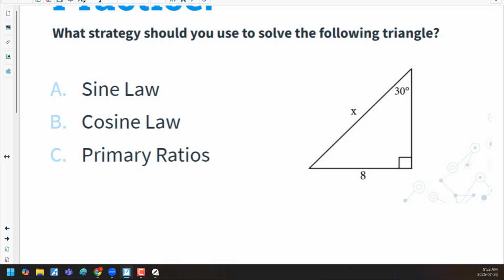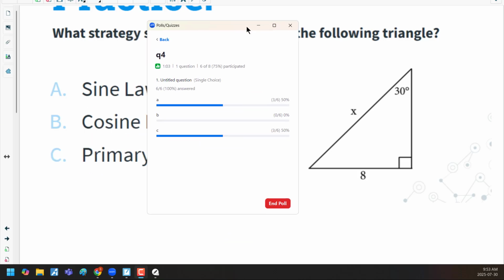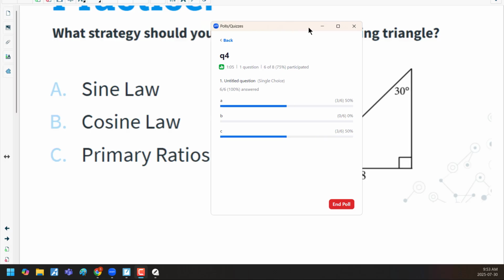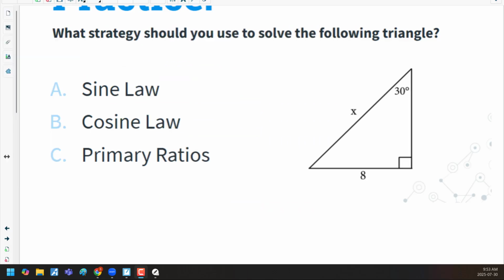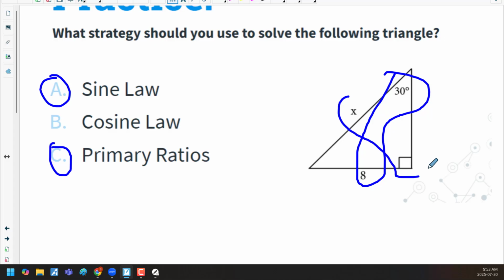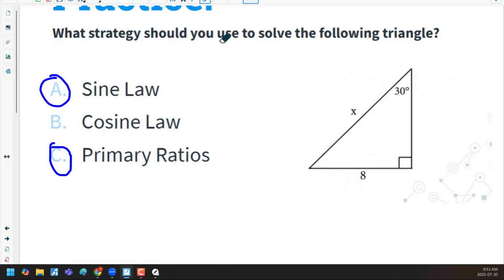All right, what about this one? I'm not going to do the poll for this one. Or fine, I will. Give me a second. So here's your results. Half of you said A, half of you said C. Very interesting. Because, technically speaking, you're both right. You could technically use the sine law to figure this one out, because you have the opposite pairs here. But remember, this is a right angle triangle. You can also use the primary trig ratios. Technically, you can use both.